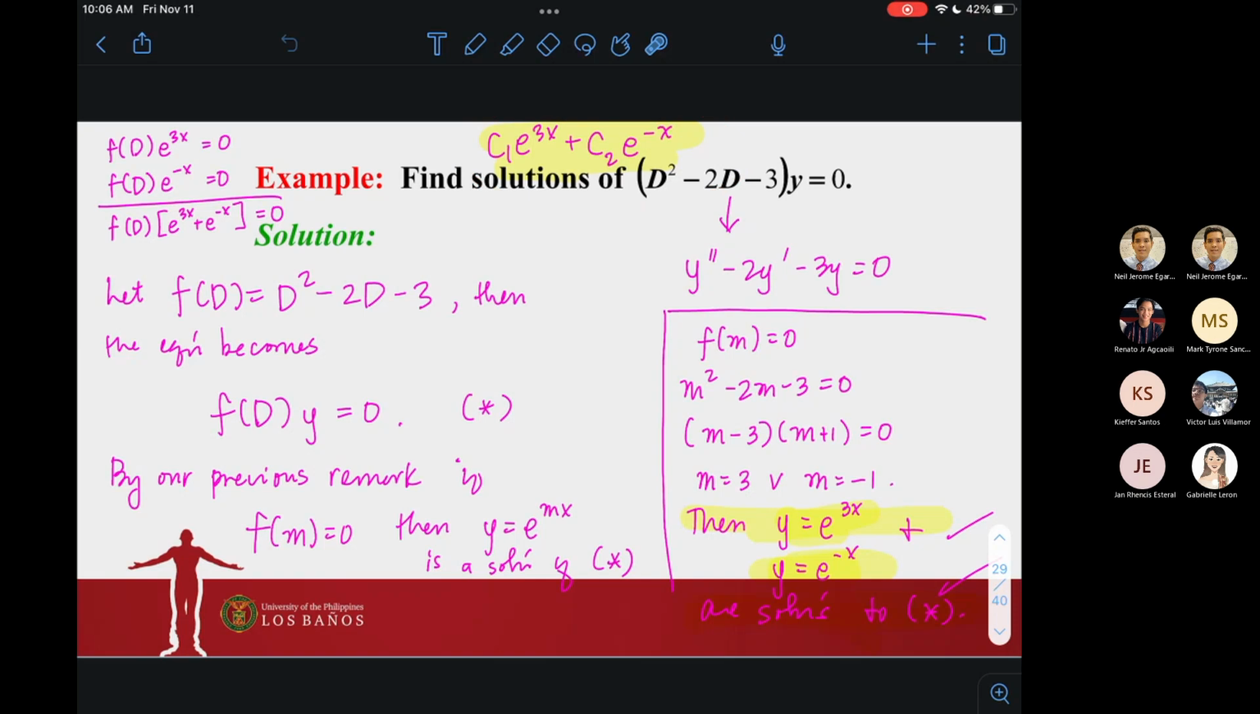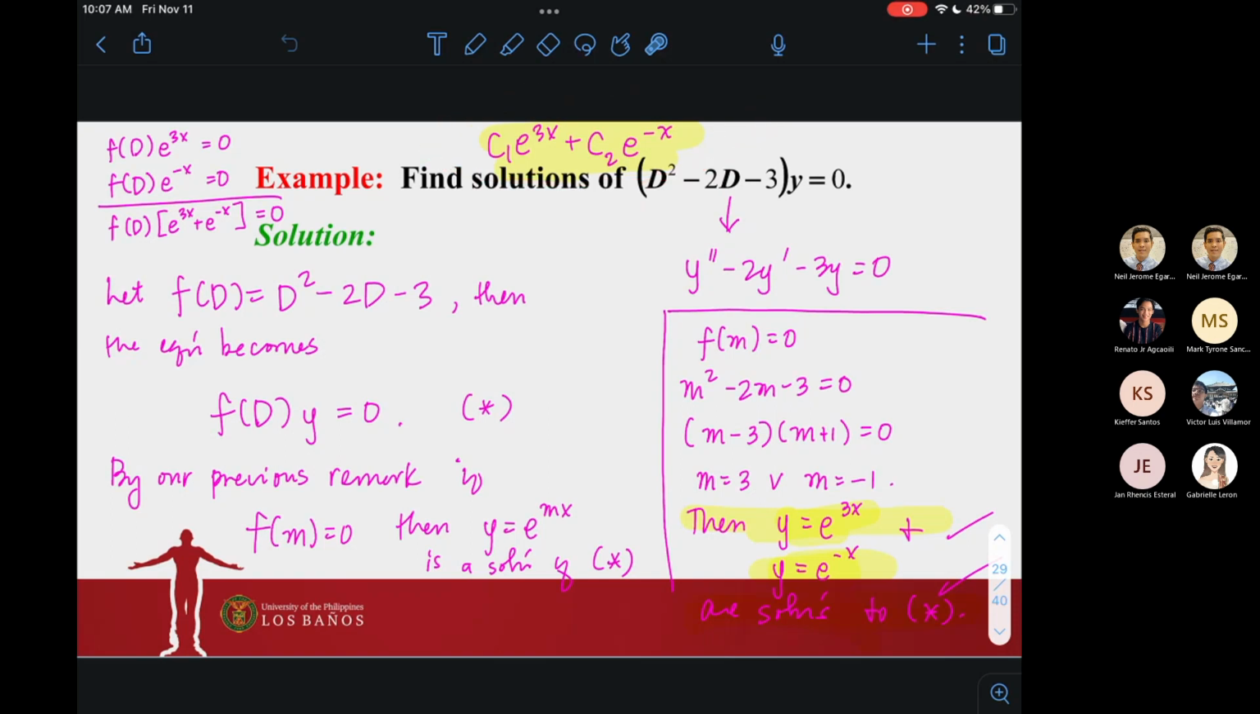Alright? So pero dahil hindi natin yung ginawa, medyo careful ako dun sa aking statements dito. Sinabi ko lang, si e to the 3x at saka si e to the minus x ay mga solutions. Hindi ko sinabi na sila lang yung mga solutions. I could have gone a little bit further and said that C1 e to the 3x plus C2 e to the minus x is also a solution to the differential equation for any constant C1 and C2. That's fine.